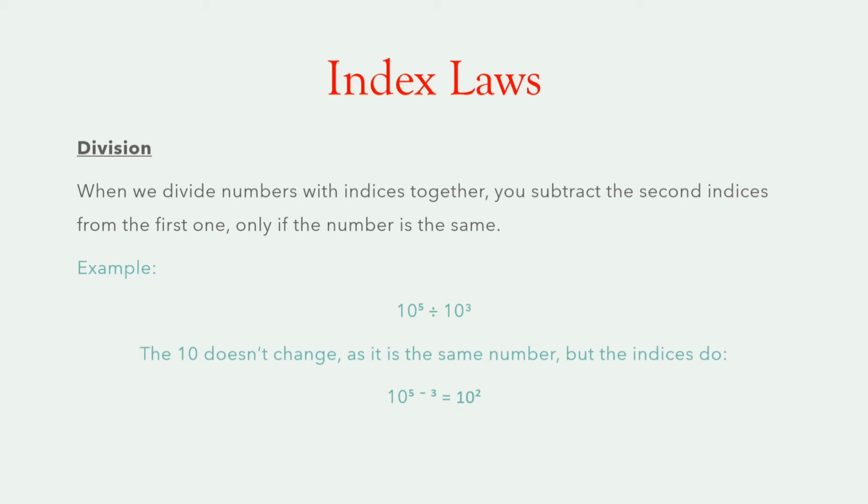The second one is division. When you divide, you subtract the second index from the first one, only if the number is the same. Again, for example, 10 to the power of 5 divided by 10 to the power of 3, the 10 doesn't change because it's the same number. But with the indices, you would do 10 to the power of 5 minus 3, which equals 10 squared.